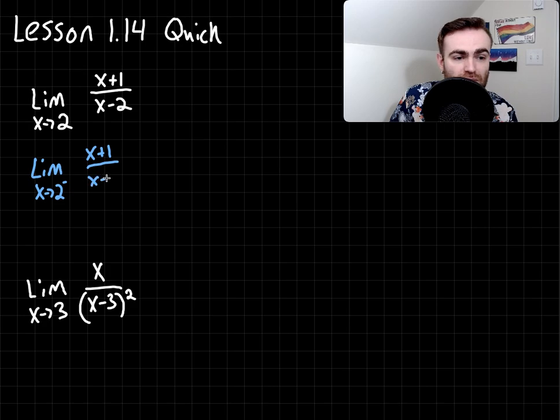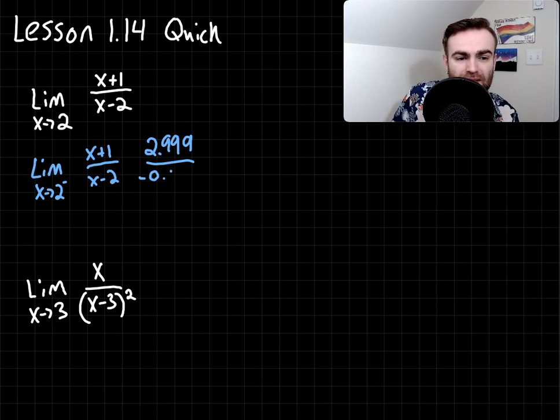So we're going to take the limit as x approaches 2 from the left of x plus 1 over x minus 2. And 2 from the left, we can evaluate that as like 1.999. So let's do that. 1.999 plus 1 is 2.999. 1.999 minus 2 would be negative 0.001.